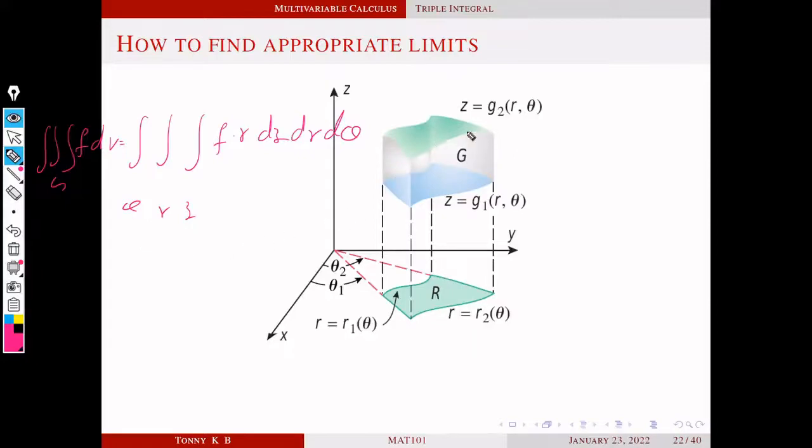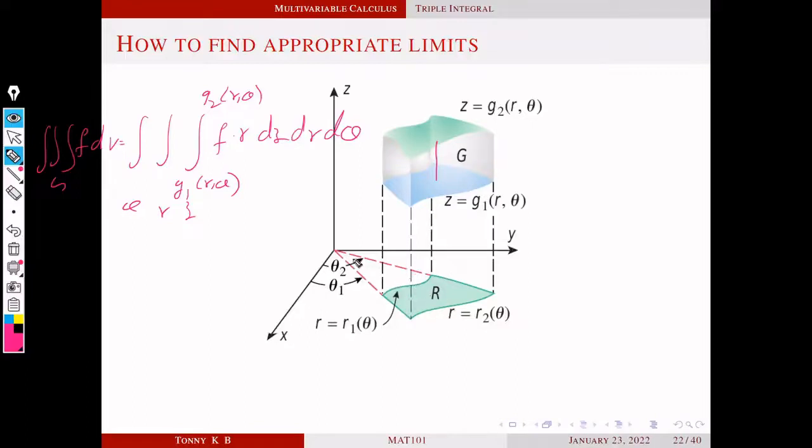To identify the limit of z is very easy. You consider a vertical strip like this. It is clear that the lower value of z is always from this surface, that is, g1 of r, theta. And the upper value is g2 of r, theta. Then, to cover this entire solid, we have to move this vertical strip along the projection. Along this projection means we have to identify the range of theta and r.